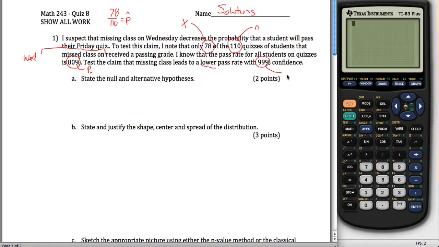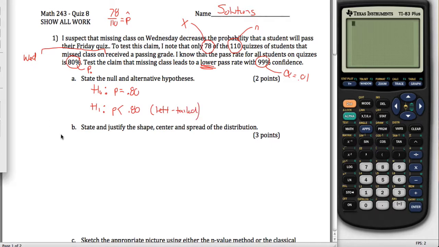With 99% confidence, that tells us that alpha is 0.01. Null and alternative hypotheses. The null and alternative will both always compare P and P naught, being 0.80 in this example. Null hypothesis is always that they're equal. For the alternative hypothesis, you have to read the problem. Because it says lower here, we want a less than sign here. We have a left-tailed test.